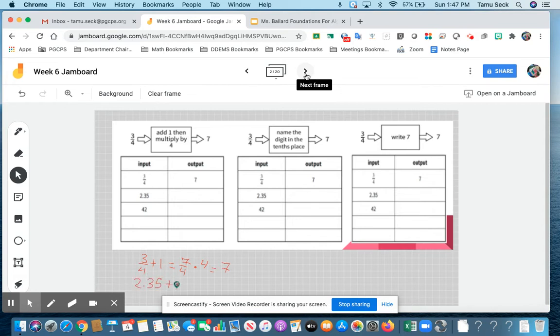2.35 plus 1 is equal to 3.35, and then we're going to multiply 3.35 times 4 in our calculator. 13.4. You can do the last one by yourself.